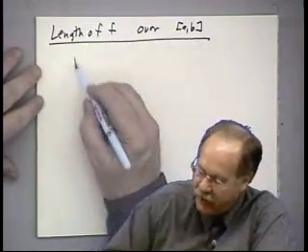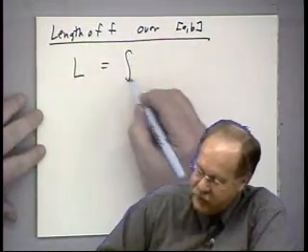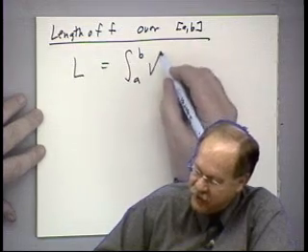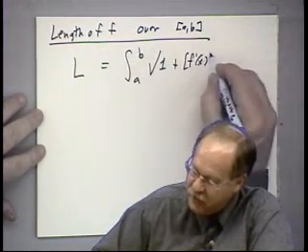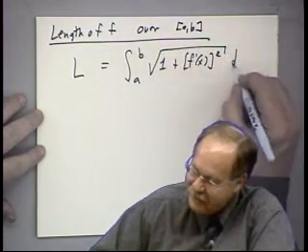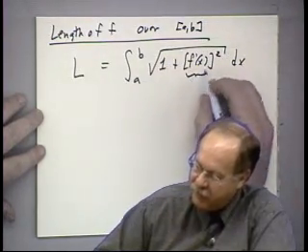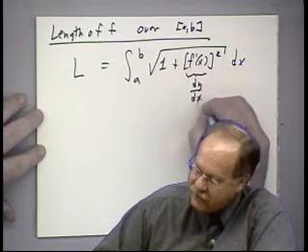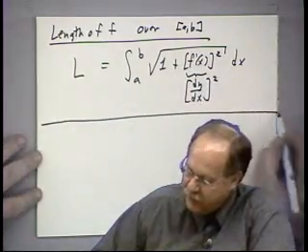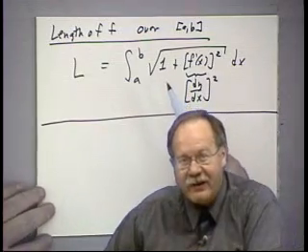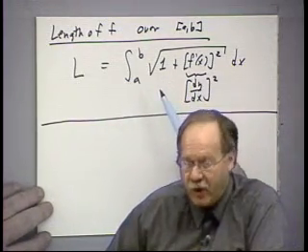And that we'll just call L, and we'll write it as the integral from a to b of this square root of 1 plus f prime of x quantity squared dx. And sometimes people prefer to write dy dx in here, squared. It's a little simpler to remember.